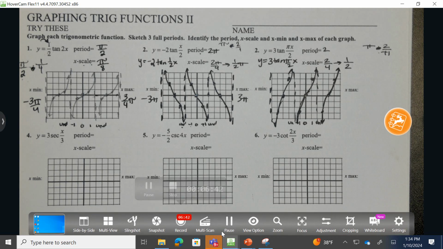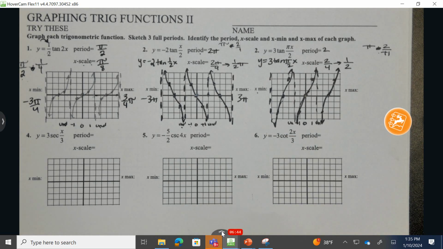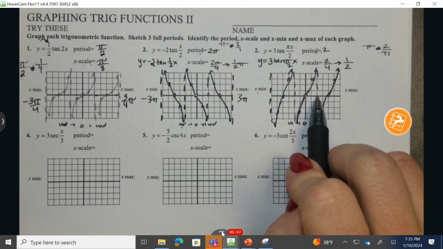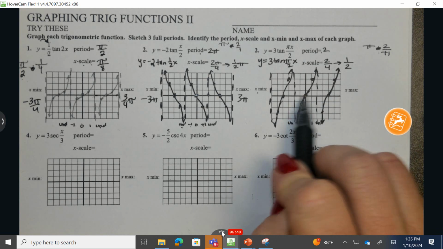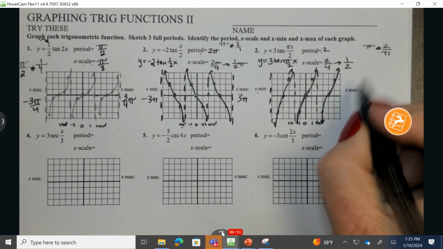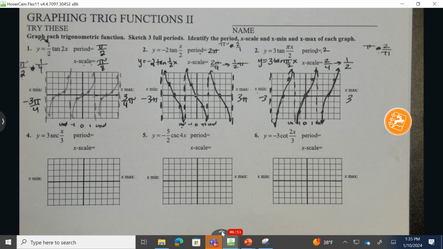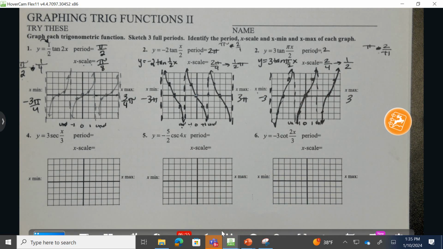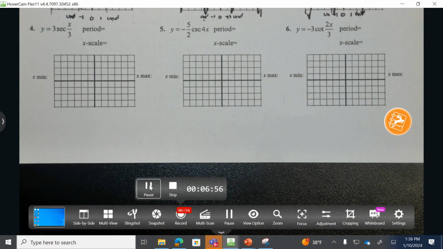Okay, there we have it. We have our function. Let's now identify the x minimum and the x maximum. So this is a length of 2, and half of 2 would be 1. So 1 plus 2 would be 3 to the right, and negative 3 to the left. Let's take a look at 4, 5, and let's take a look at number 4.